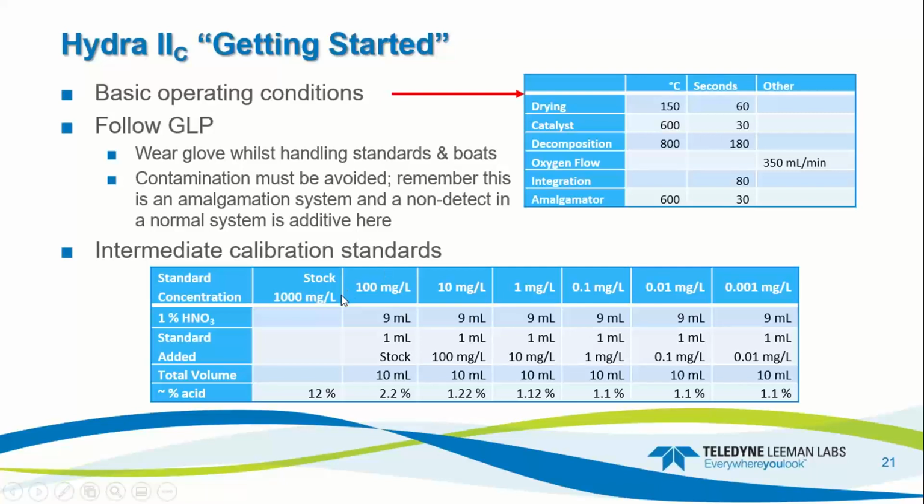Intermediate standard calibration. So what I do is I have 1,000 ppm stock standard, and I do serial dilutions from 100 ppm down to 1 ppm, 0.001 ppm, I should say, or 1 ppb. So 1 to 10 dilutions. So here's the percent acid by doing that.